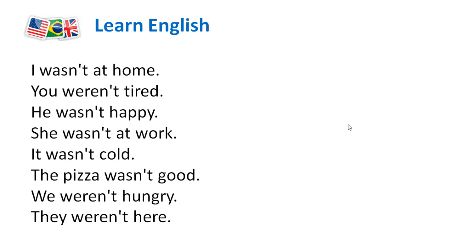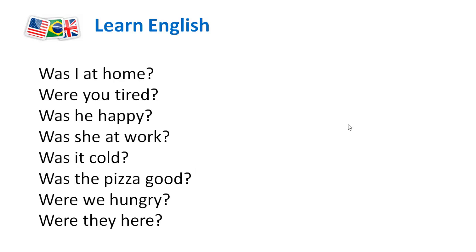When we transform a sentence into a question using the verb to be in the past, we must start the question with the verb to be. Was I at home? Were you tired? Was he happy? Was she at work? Was it cold? Was the pizza good? Were we hungry? Were they here?